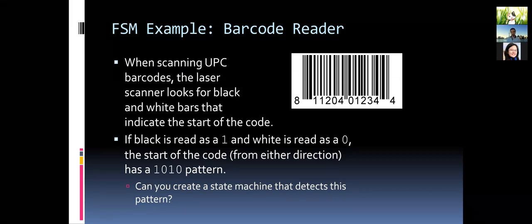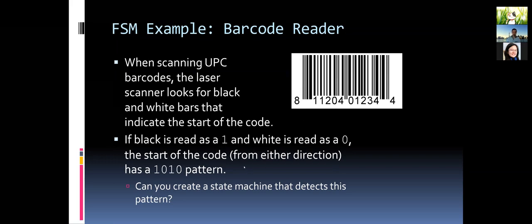The way it works, black is read as a one and white is read as a zero. Those are the conventions. Then the start of the code, from either direction, is the pattern 1010. So essentially you see 1010 from both ends. This is how the laser works. That's the start, and then essentially it's symmetrical, and then the rest of the code is written.